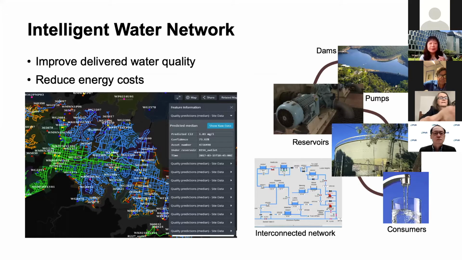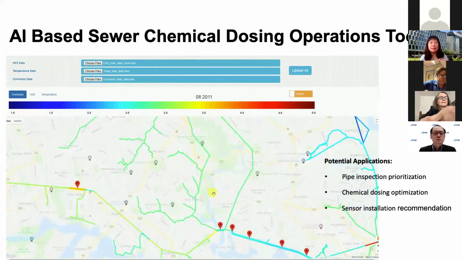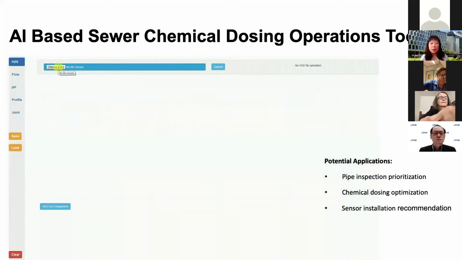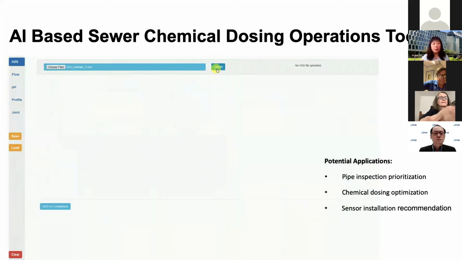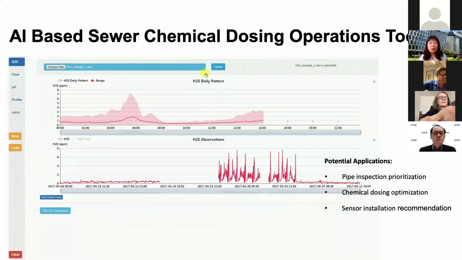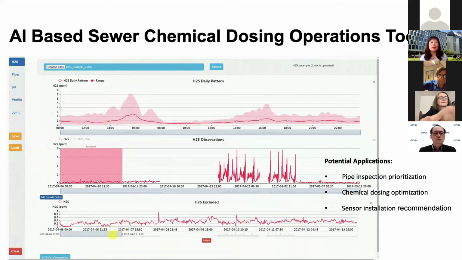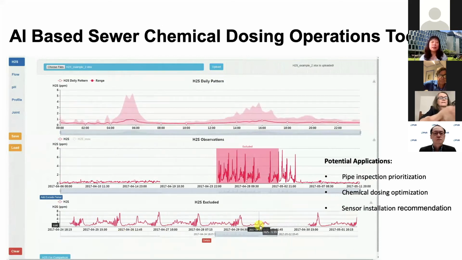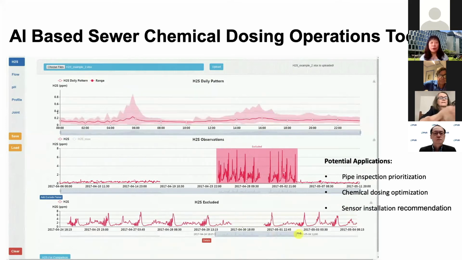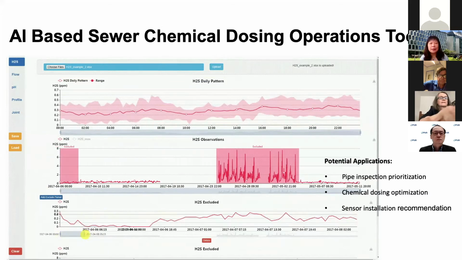Next one, please. So on this one I won't go into details, but basically it's based on the sensors and the AI. We produced a sewer chemical dosing operation toolkit. So you can see there's a real-time feedback on how much dosage you should have of the chemicals, and what's the impact towards your H2S levels in the pipe, the sewer pipe, for example. The next one, please.